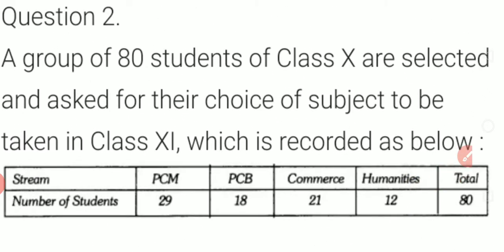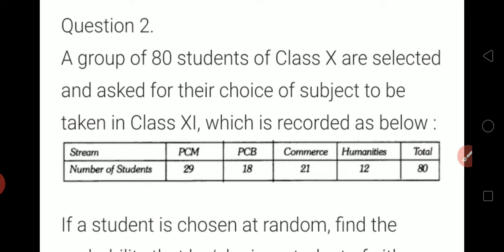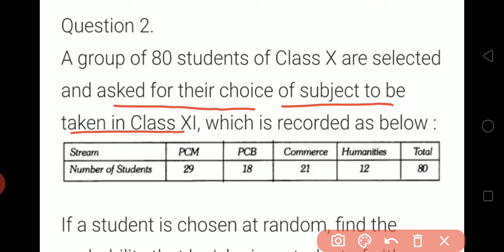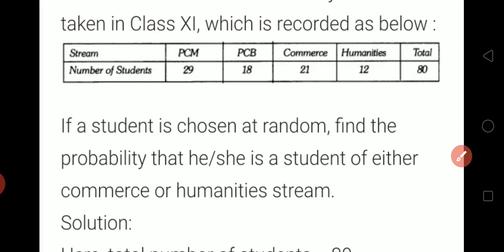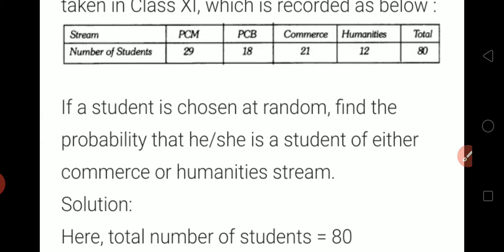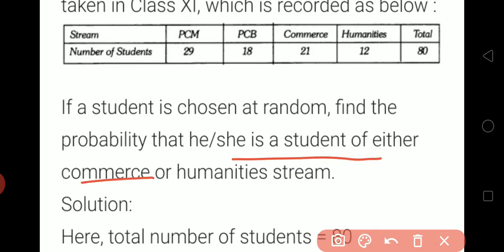A group of 80 students of class 10 are selected at random and asked for their choice of the subject to be taken in class 11, which is recorded as below. PCM, that is physics, chemistry, maths; PCB, that is physics, chemistry and biology; commerce; humanities; and the total is given. The number of students whose choice is PCM is 29, PCB is 18, commerce is 21, humanities is 12, and total is 80. Now on the basis of this table, if a student is chosen at random, find the probability that he or she is a student of either commerce or humanities.